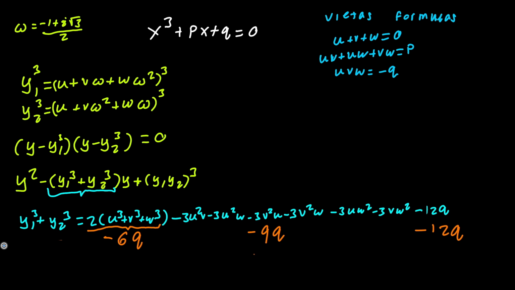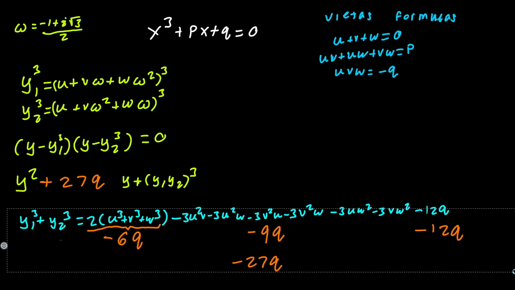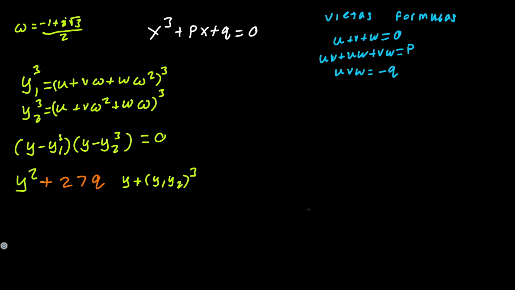Now we could add everything, and we have 12 plus 9, that is 21, plus 6, that is 27, so we get negative 27Q. So we finally found out what that expression is, so we can rewrite it as negative, but it's positive now because the negatives cancel out, plus 27Qy. And now we simply have to go ahead and look at y1, y2.